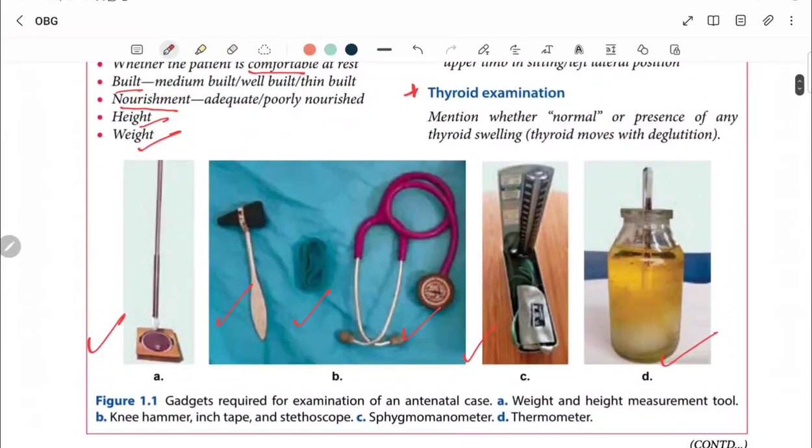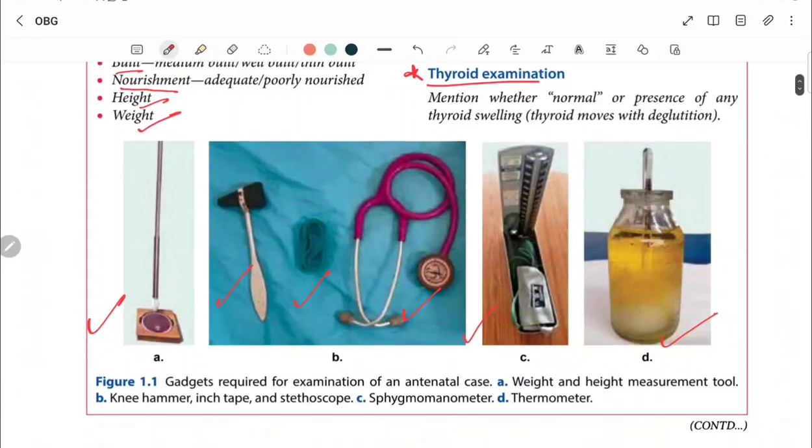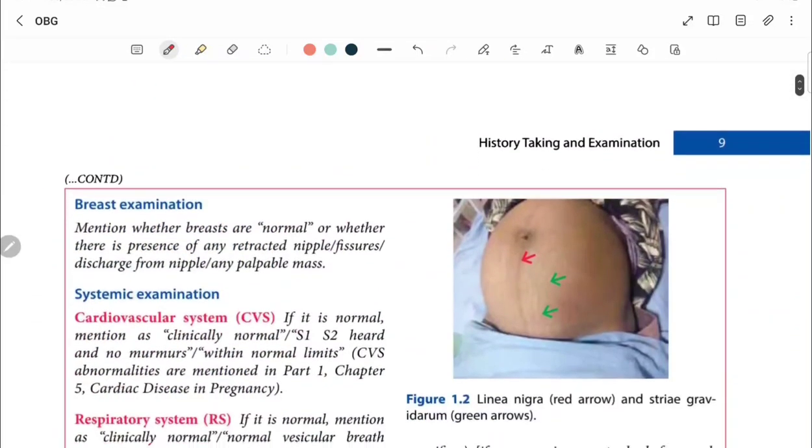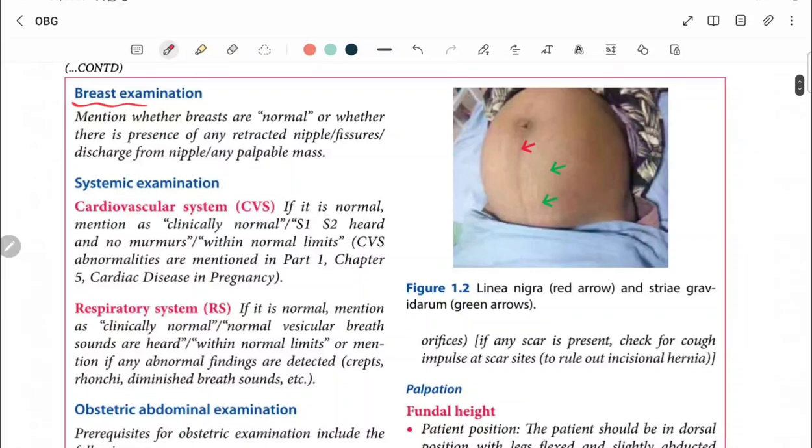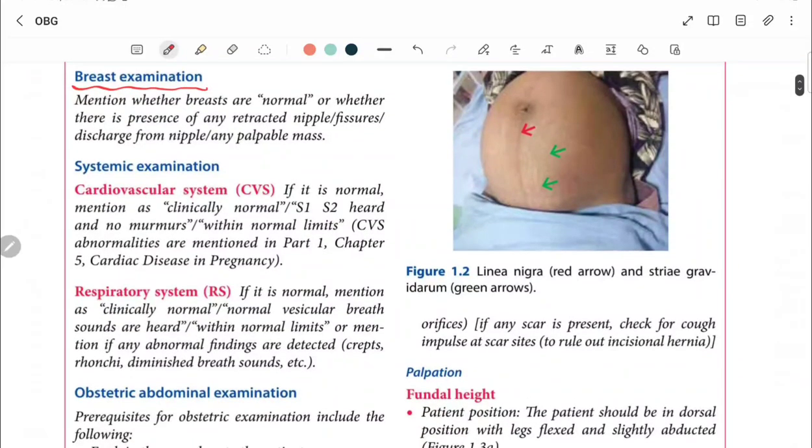Now moving on to the thyroid examination. Mention whether normal or presence of any thyroid swelling, that is, the thyroid moves with deglutition. Next, coming on to breast examination. Mention whether the breasts are normal or whether there is presence of any retracted nipple or fissures or discharge from the nipple or any palpable mass.